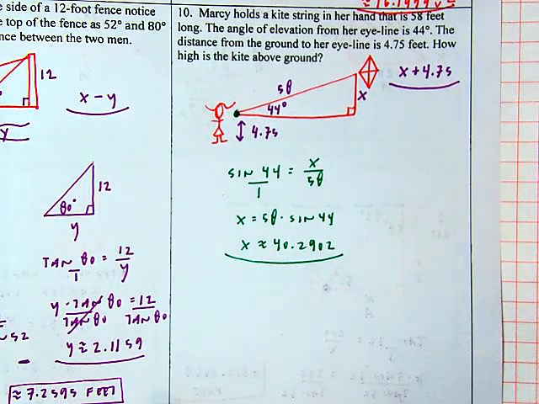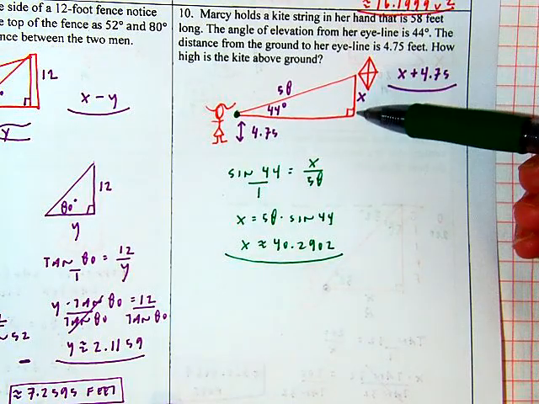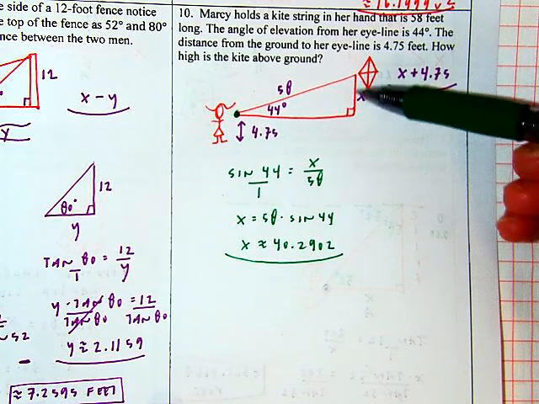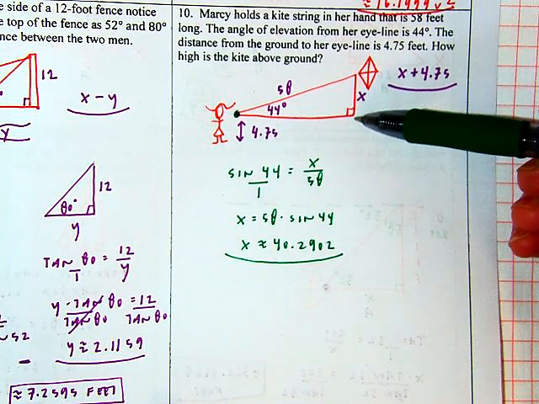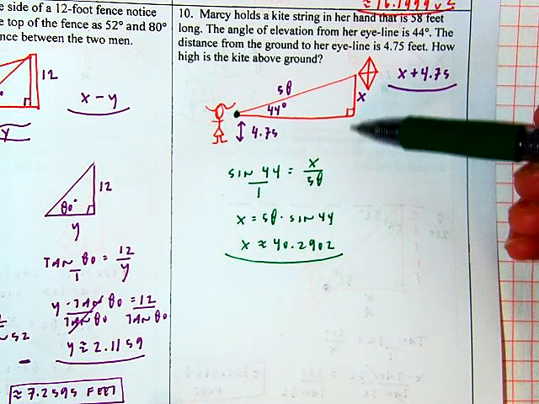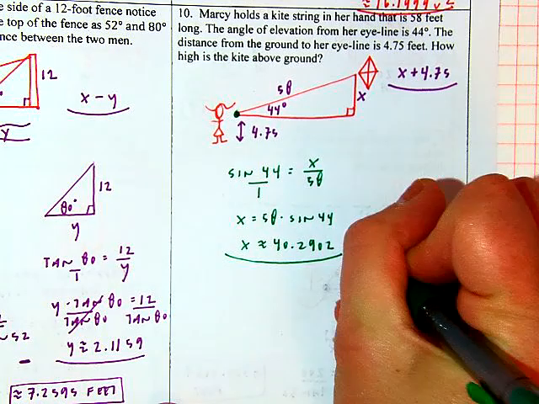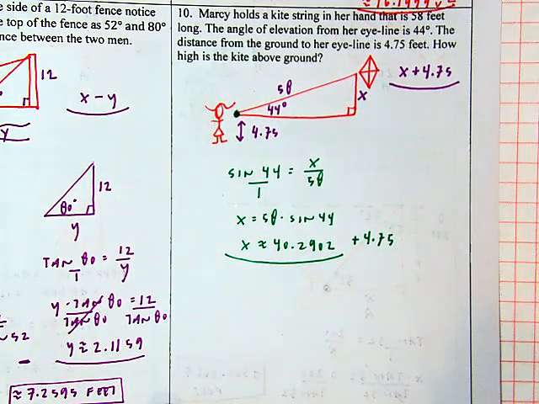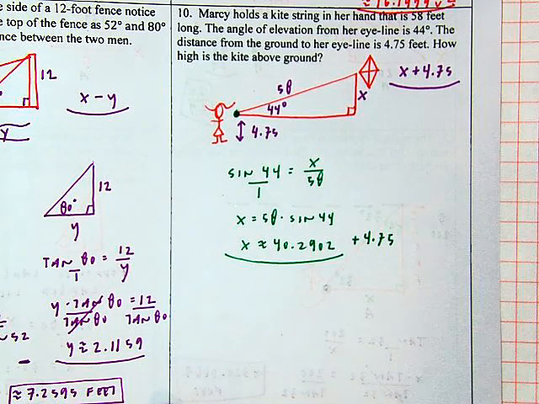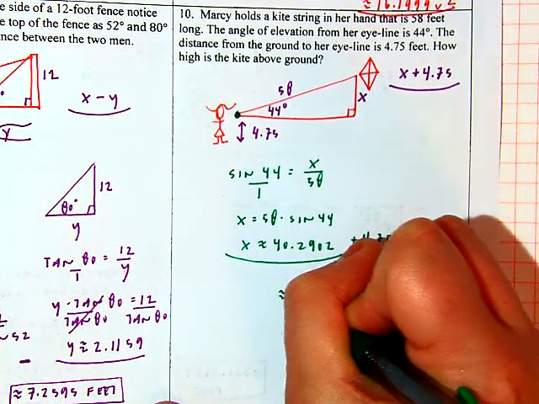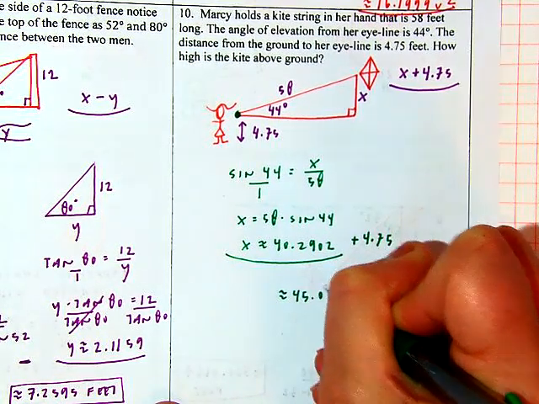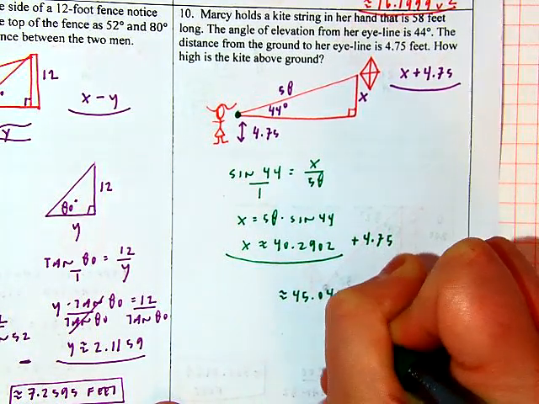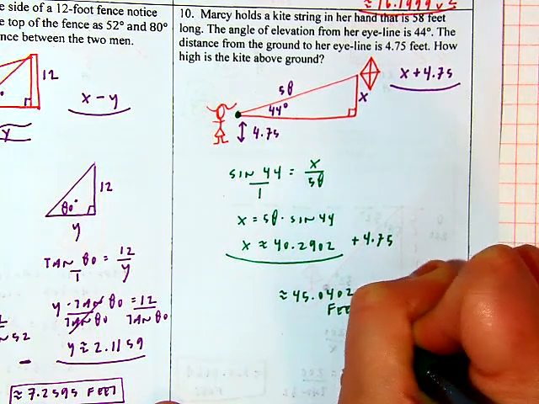All right, so that's the span from the kite to where Marcy's eye line would extend to. So we have to make sure that we tag on that little extra of 4.75. So add the 4.75, okay, and we get a grand total of about 45.0402. And my units are feet.